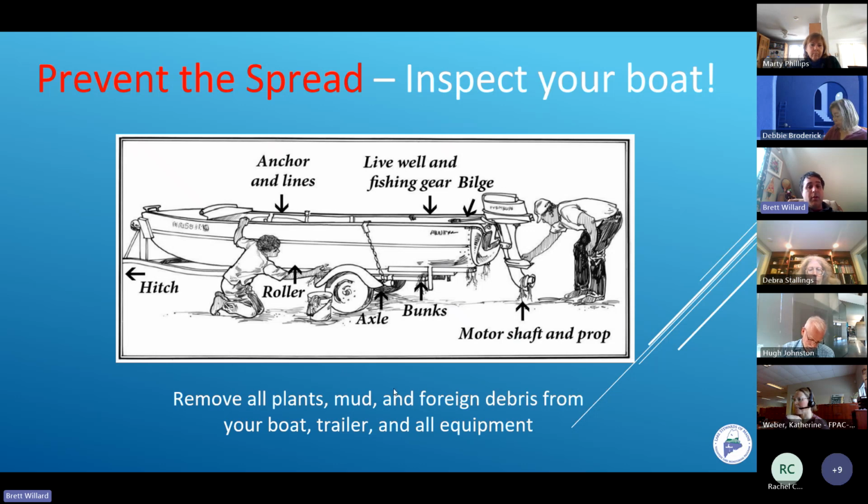So first thing you can do is remove all plants, mud, and foreign debris from your boat, trailer, and equipment between trips, before and after every trip. This means checking your rollers, your bunks, your axles of your trailer, your props, your fishing gear, everything that has plants on it. Take a look closely and remove it.